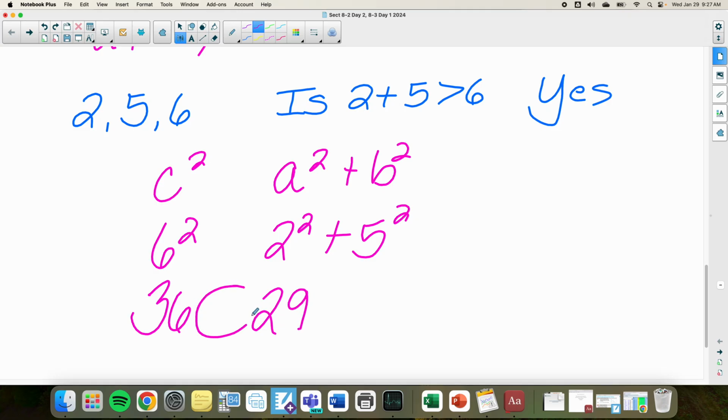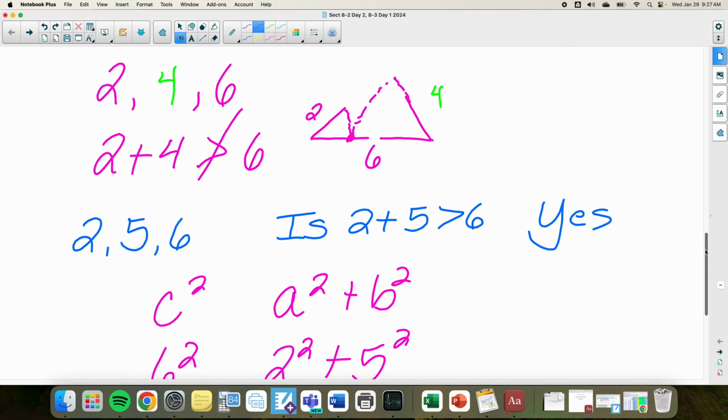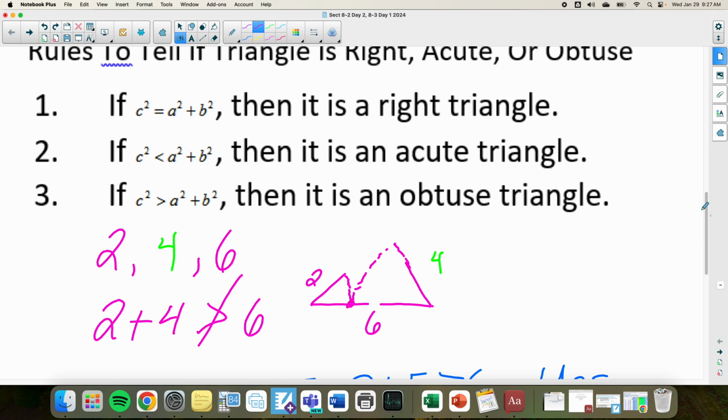Now, what you have to do is determine what sign goes in between those two. Do you guys agree 36 is greater than 29? So what you're gonna do is go to your cheat sheet. If the sign is equals, it's a right triangle. If your sign is less than, it's an acute triangle. And if it's greater than, it's obtuse.